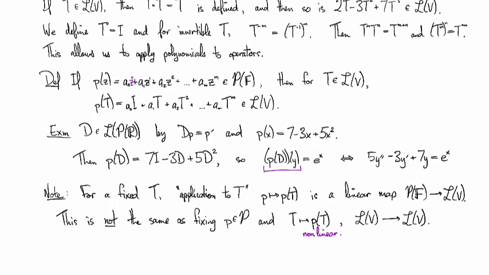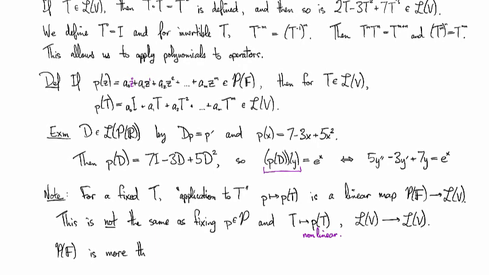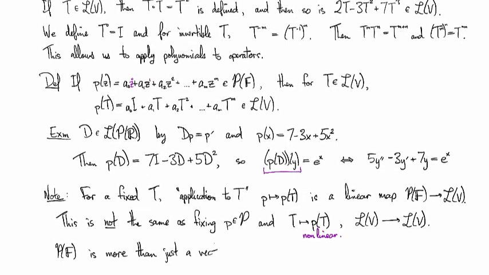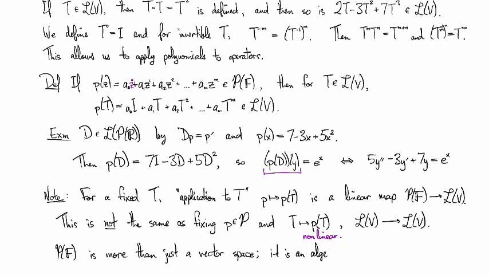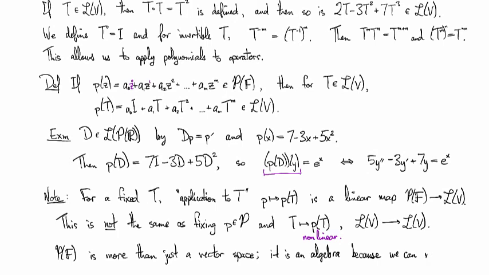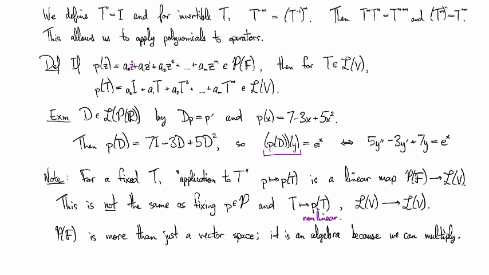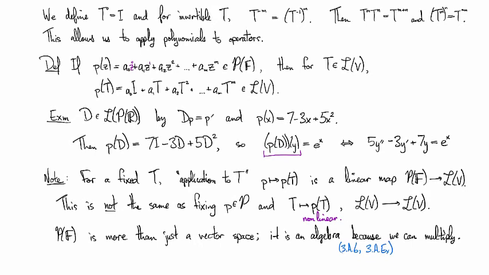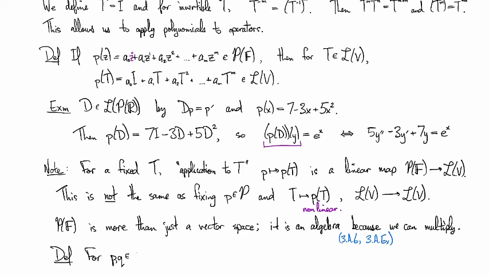Okay, so the main idea here is that the polynomials, this guy P(F), is more than just a vector space. It is an algebra, right? Because we can multiply vectors together in P(F). And so this idea, we touched on it before in 3A, in the examples. So you may wish to go back and look at that briefly. But the way multiplication is defined is just pointwise, and that carries over to operators as well.